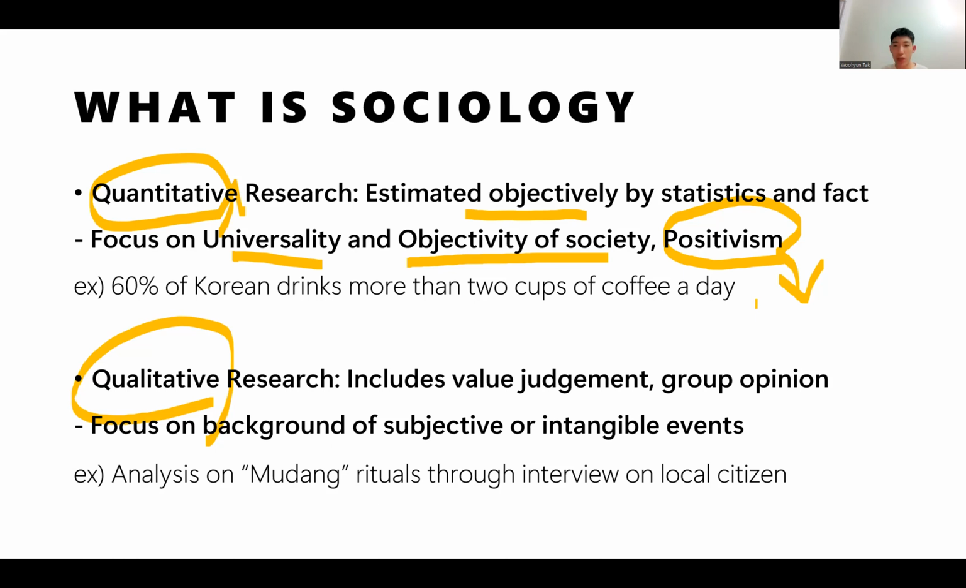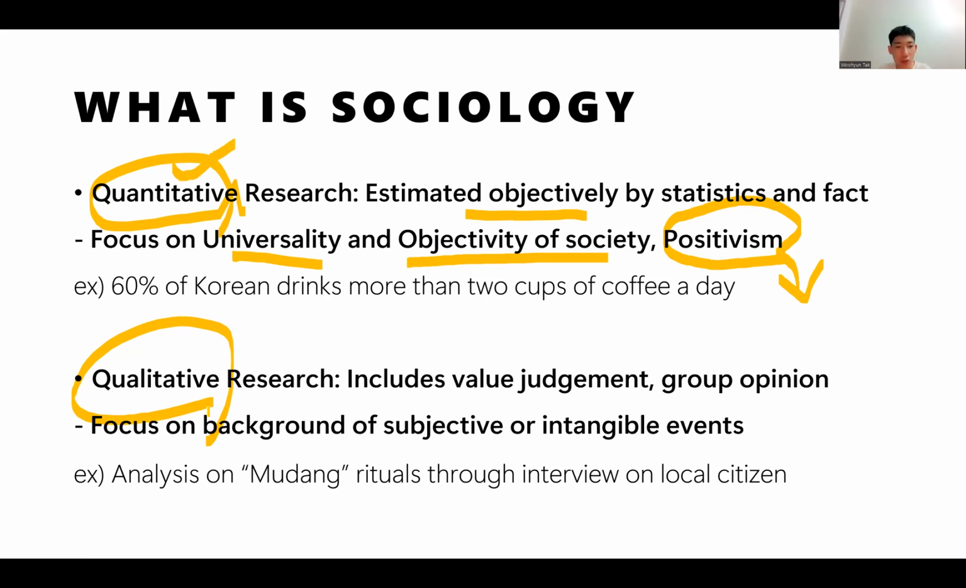So it has to be based on empirical evidence and experiments to support the hypothesis. This is positivism. For instance, 60% of Koreans drink more than 2 cups of coffee a day. This is expressed in numbers, so this can be quantitative research. And also the Gini index of 0.3 is higher than Sweden's, so Korea is experiencing greater economic inequality. This also is a number comparison, so this belongs to this one.